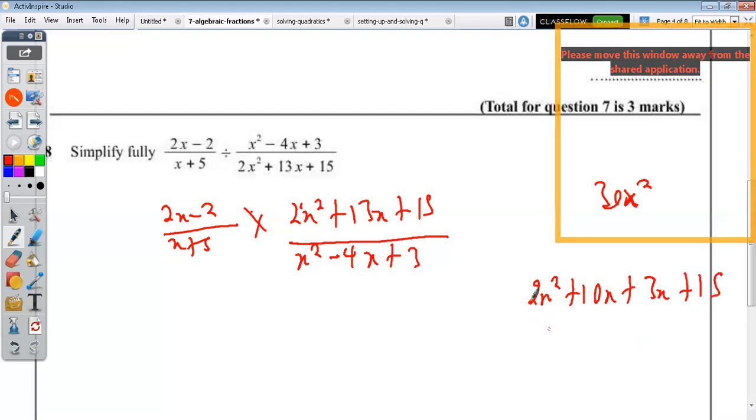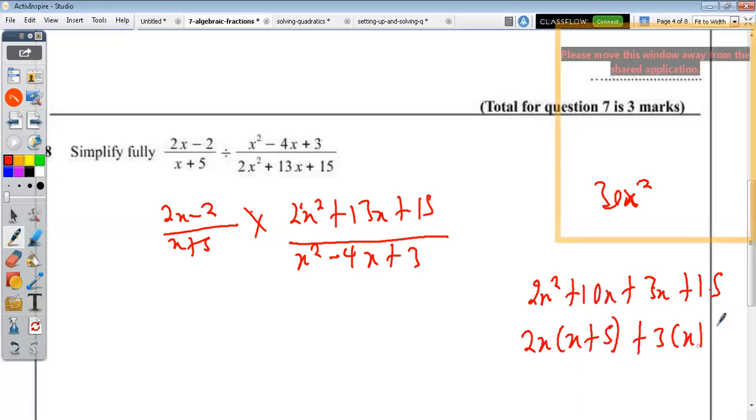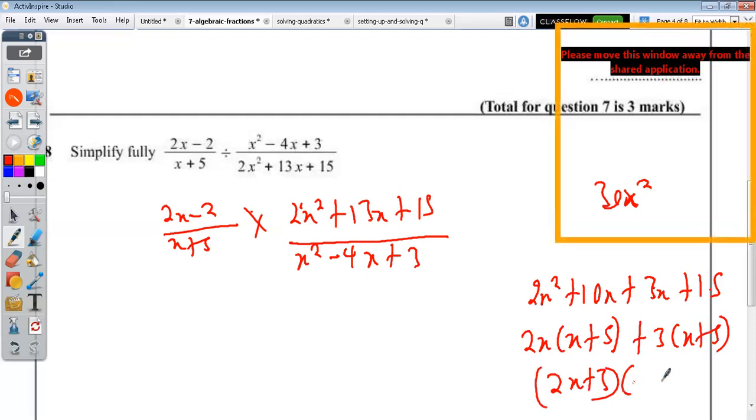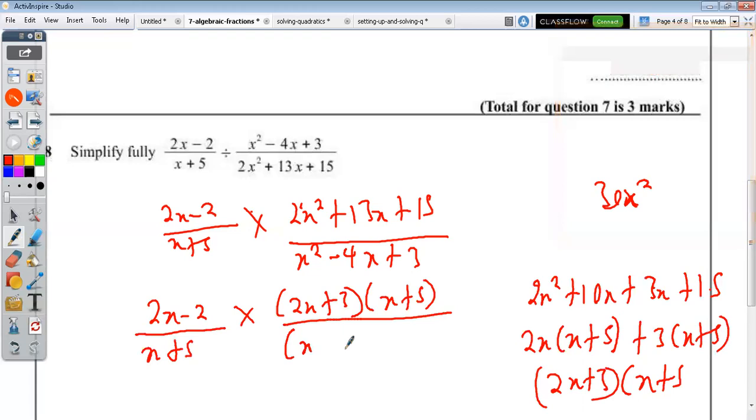I might have done it another way, but you get the same answer. Divide by 2, x plus 5, plus 3, x plus 5. Then that means 2x plus 3 brackets x plus 5. So we have x minus 2 over x plus 5 multiplied by 2x plus 3 brackets x plus 5, over a term of x multiplying another term of x.